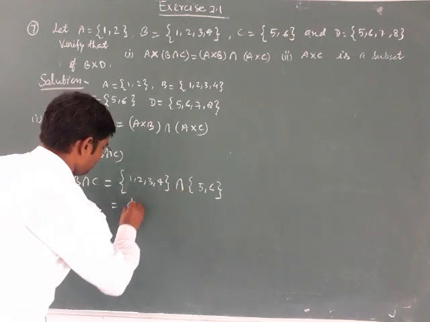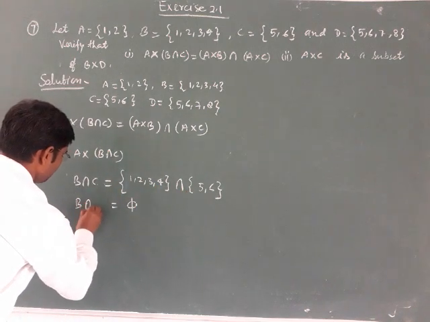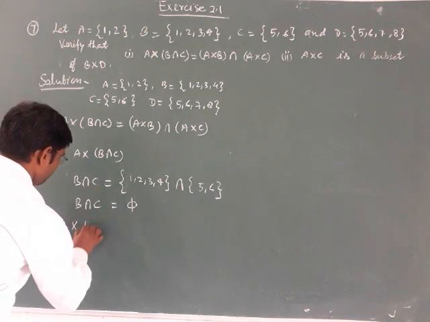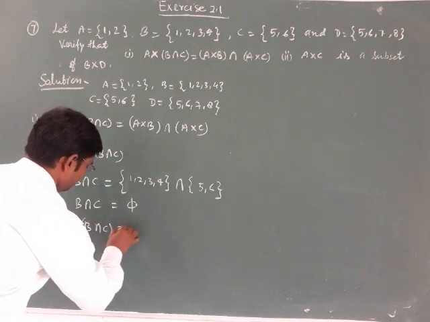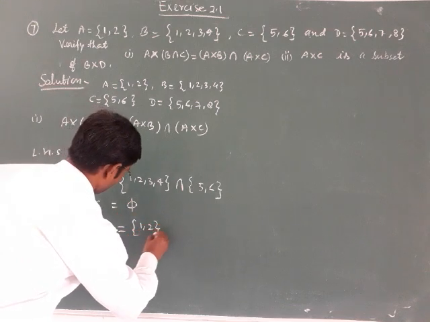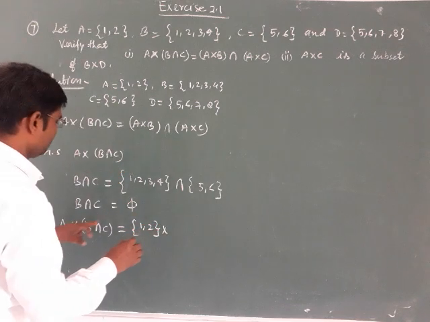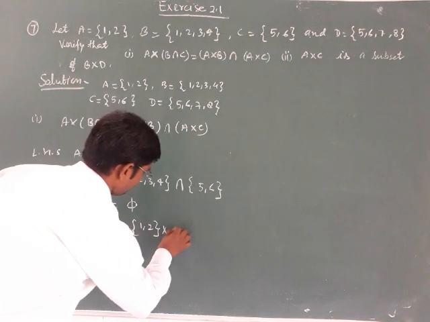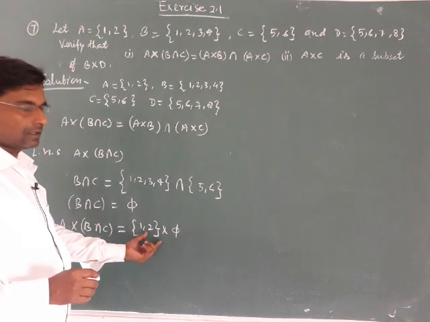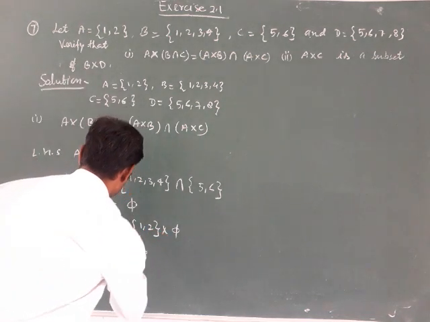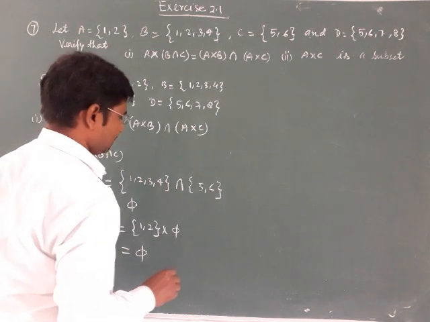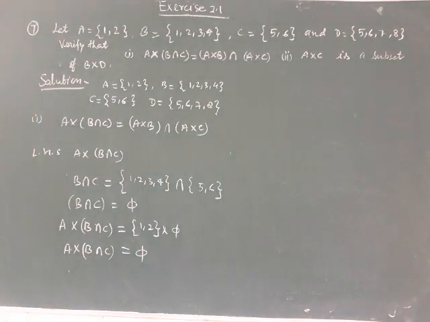So B intersection C is equal to the empty set, and A cross (B intersection C) is equal to A, which is {1, 2}, cross the empty set. So there is no ordered pair, so this is the empty set. A cross (B intersection C) is equal to the empty set.